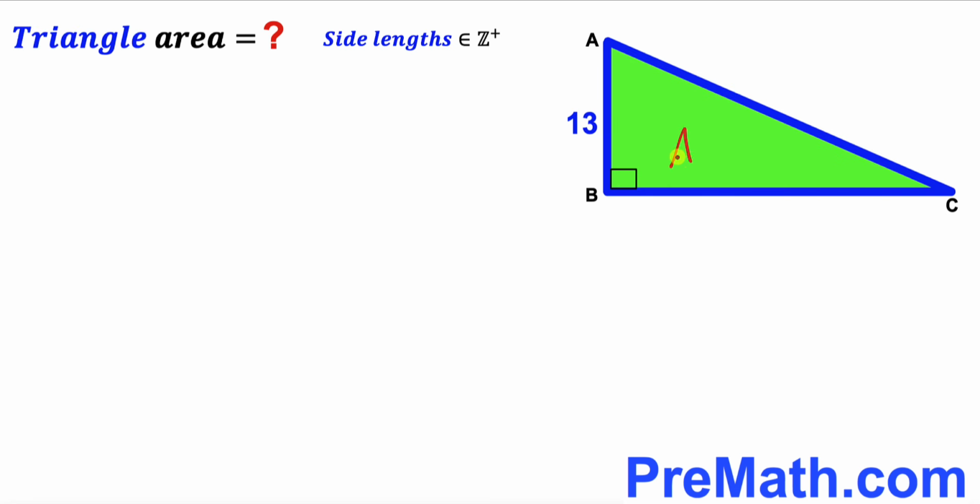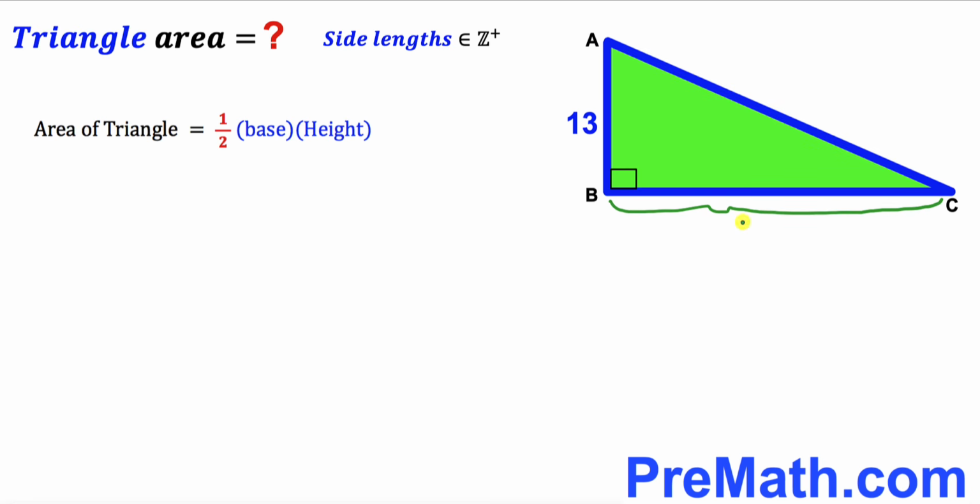Since we are interested in calculating the area of this green shaded triangle, let's recall the area of a triangle formula. Area is always equal to a half times base times the height of the triangle. Here we can see this BC side is the base of this triangle, whereas this AB is the height of this triangle, and our height is 13 units. So now our task is to calculate the base of this triangle.